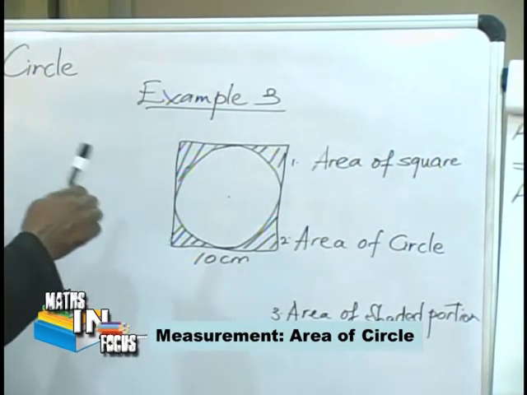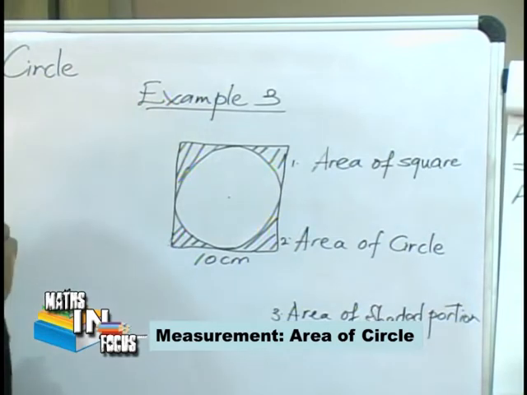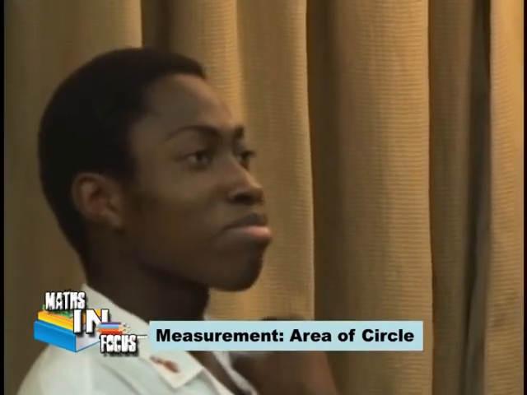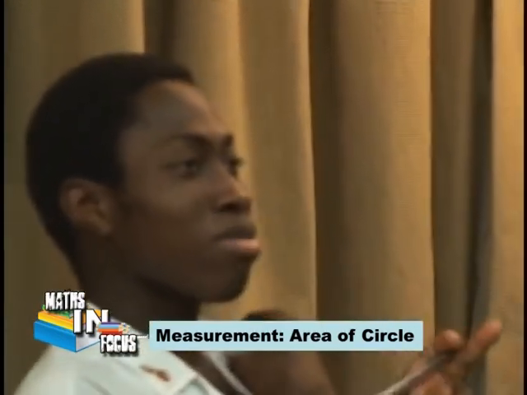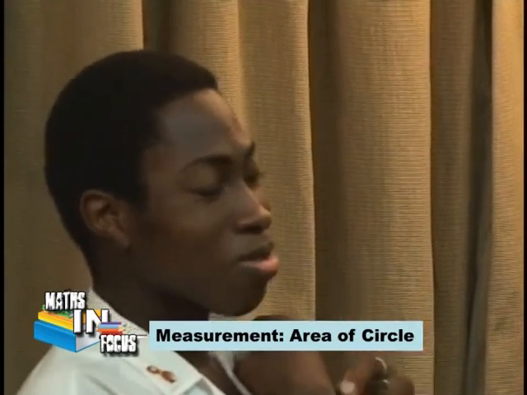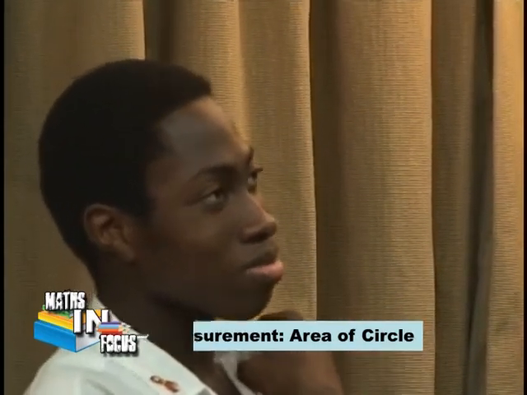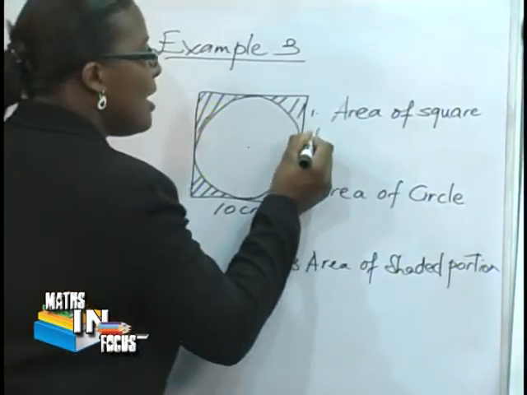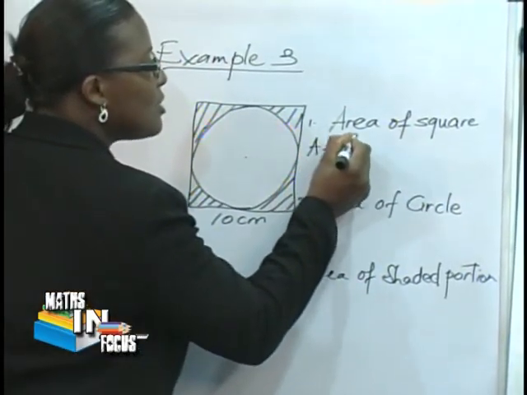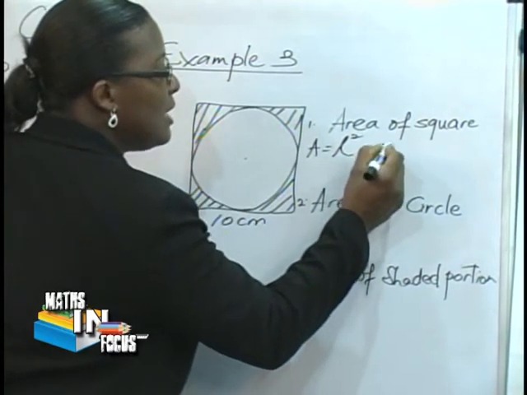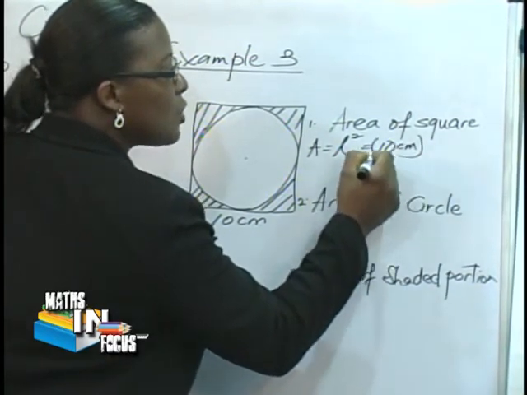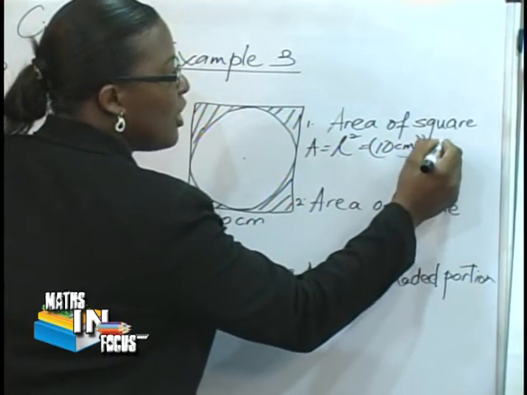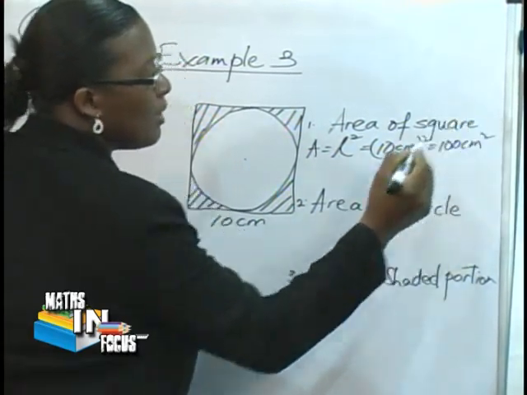Quincy, what's the area of the square? Area of the square is 100 cm squared. How do you get 100 cm squared? Let's just square 10 cm because all four sides of the square are equal. Very good. And you need to state the formula. Formula A is equal to L squared. So that would be 10 cm squared, and there we'd have 100 cm squared.